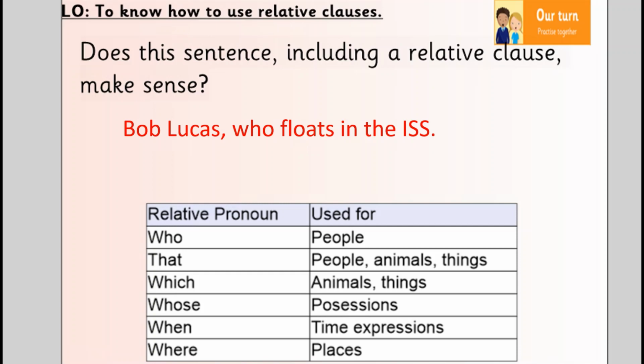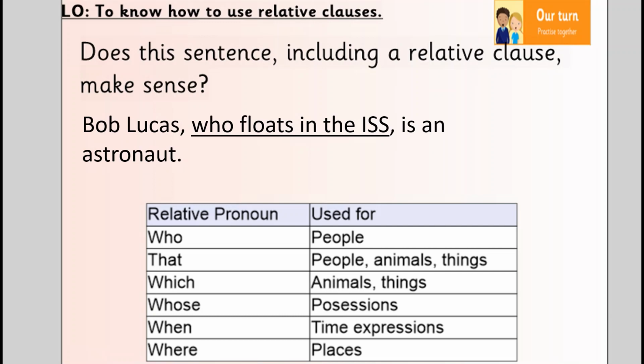With relative clauses, if you're going to make it embedded, the best suggestion I can offer you here is write a simple sentence down, then think about where you're going to add in extra information about the noun, and then include the relative clause in afterwards. So I'm going to have Bob Lucas is an astronaut, is being my verb. So Bob Lucas, comma, who floats in the ISS, comma, is an astronaut. That sentence now makes sense. Okay, remember that when you are writing your own relative clauses down, maybe start with a simple sentence first, then include your extra information afterwards.